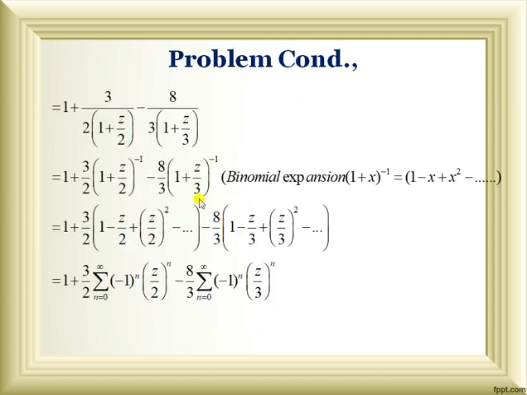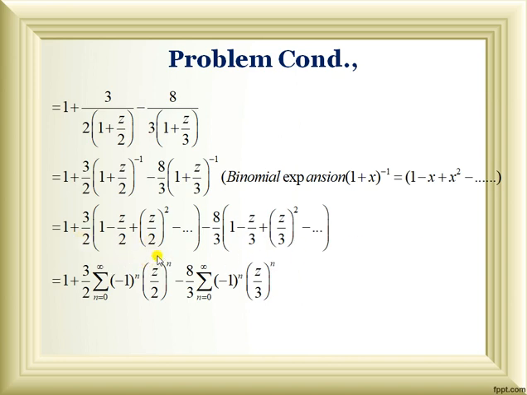Next, let us move both denominators into the numerator. This looks like the expression form (1 plus x) power minus 1. I am using this formula. Expand (1 plus z by 2) power minus 1 and (1 plus z by 3) power minus 1, and we will get like this.